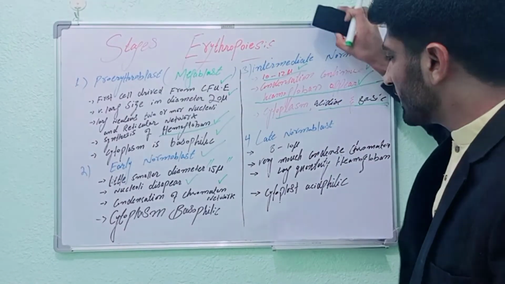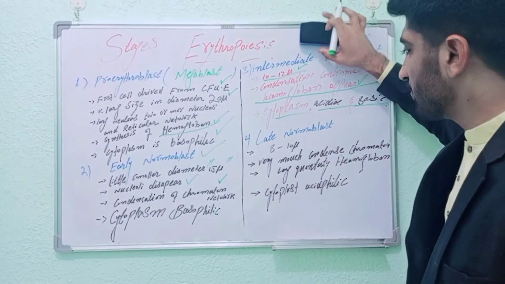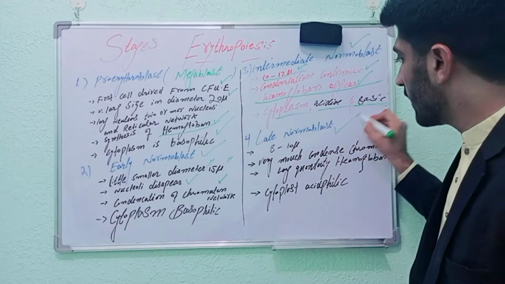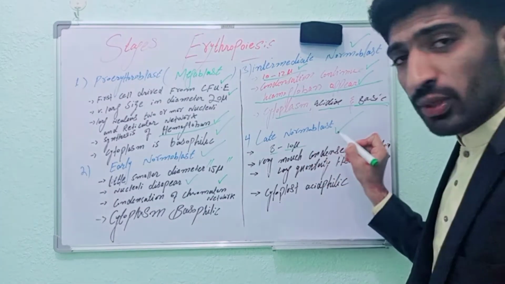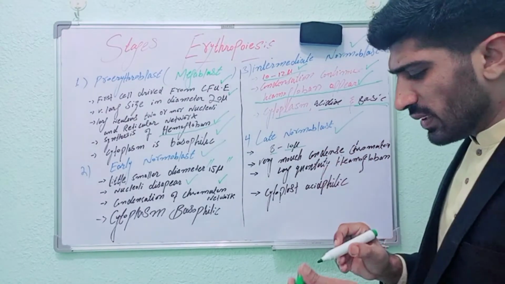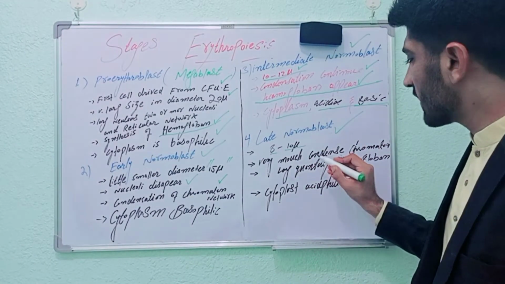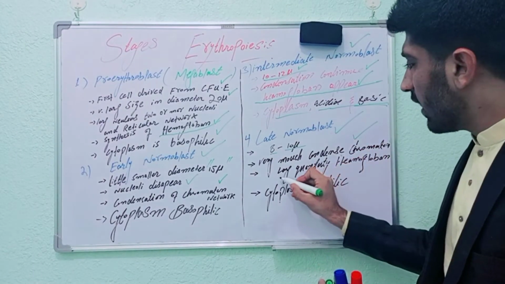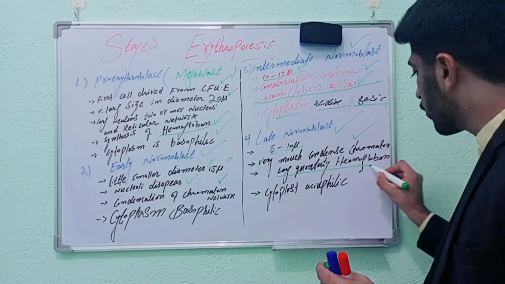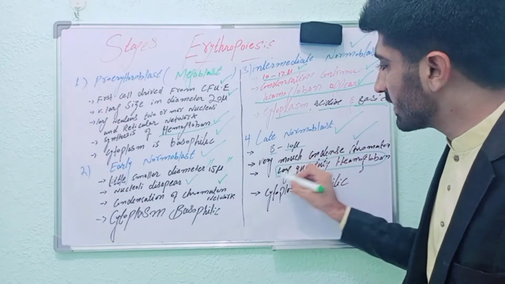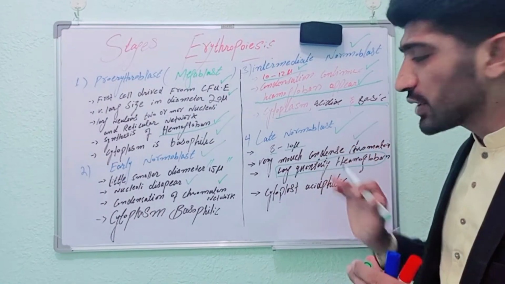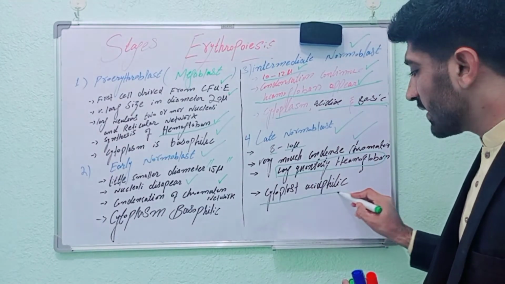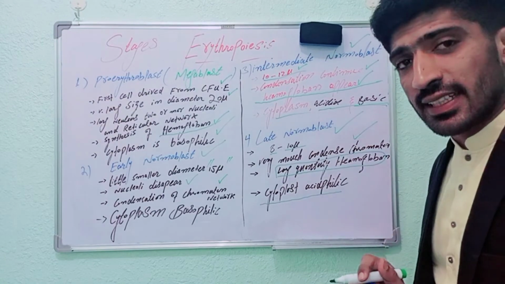Fourth is late normoblast. Friends, in this stage the diameter of the cell decreases further and becomes 8 to 10 micrometers. There is a very condensed chromatin network. A large quantity of hemoglobin is present in this stage in the late normoblast. That's why the cytoplasm in this stage is acidophilic in nature.